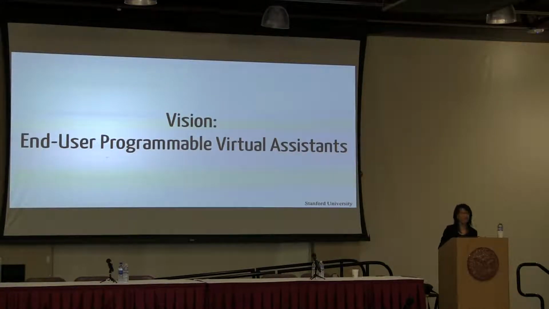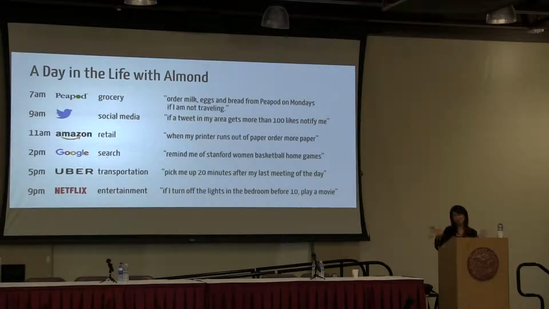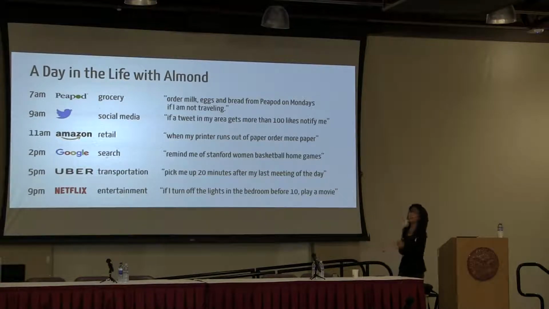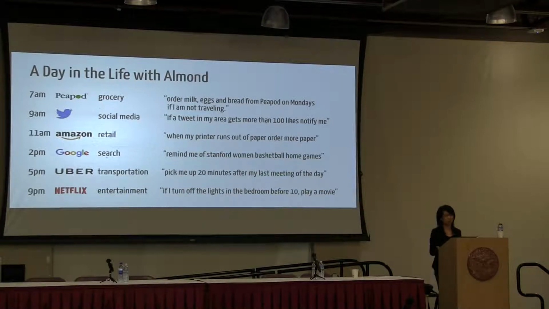Well, what does that mean? Let me just give you some common examples. So here's what we imagine to be a day in the life of Almond. For example, I have to worry about groceries. So I'm going to tell my virtual assistant, every week order milk, eggs, and bread, but don't do that if I happen to be traveling. Of course, my virtual assistant knows my schedule, and it will just do it automatically. It's the kind of smart assistant that you expect.